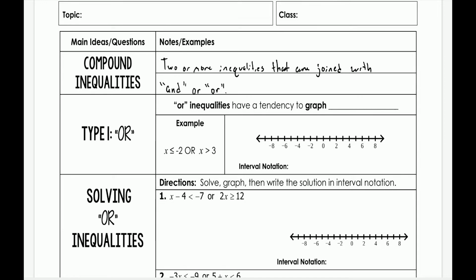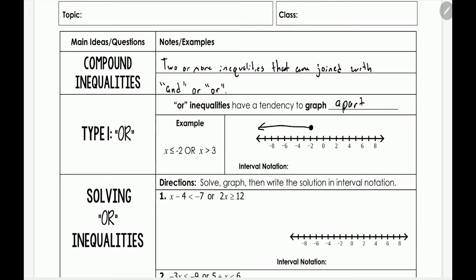So for example, again, or inequalities have a tendency to graph apart. For the first example, we have x is less than or equal to negative 2, or x is greater than 3. So if we plot the first one, we go to negative 2. We have a closed circle because it's less than or equal to. The numbers that are less than negative 2 are to the left.